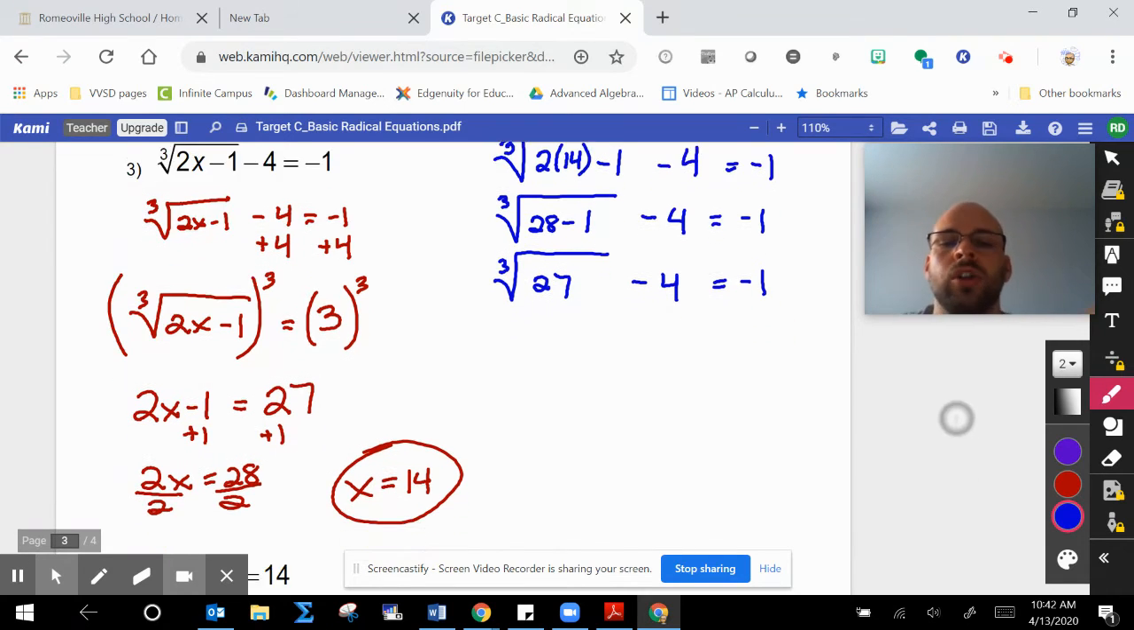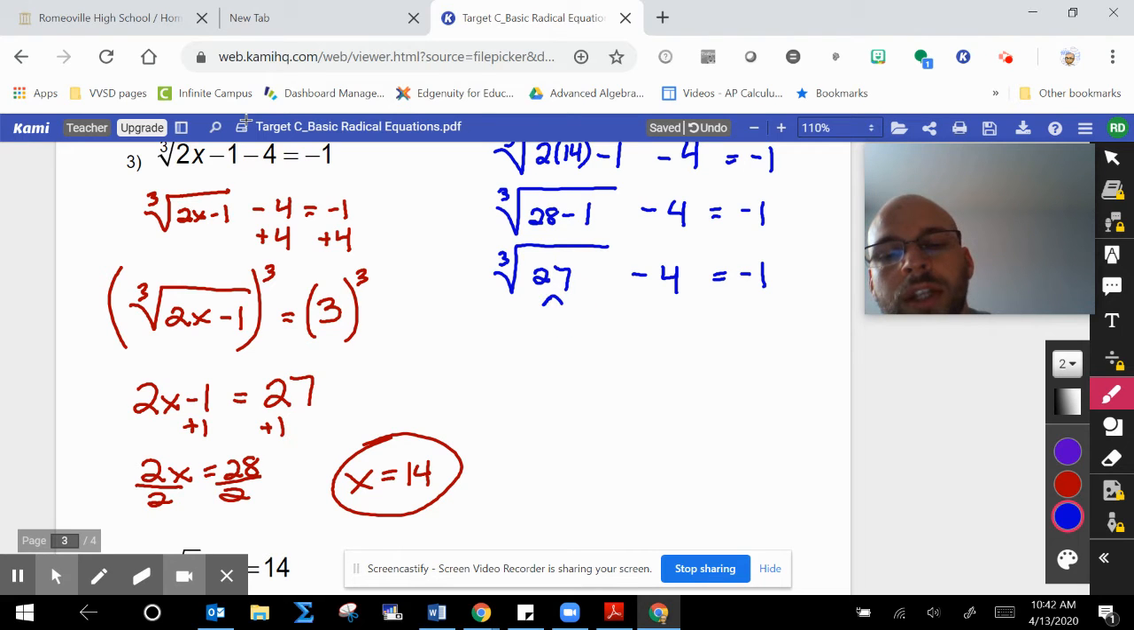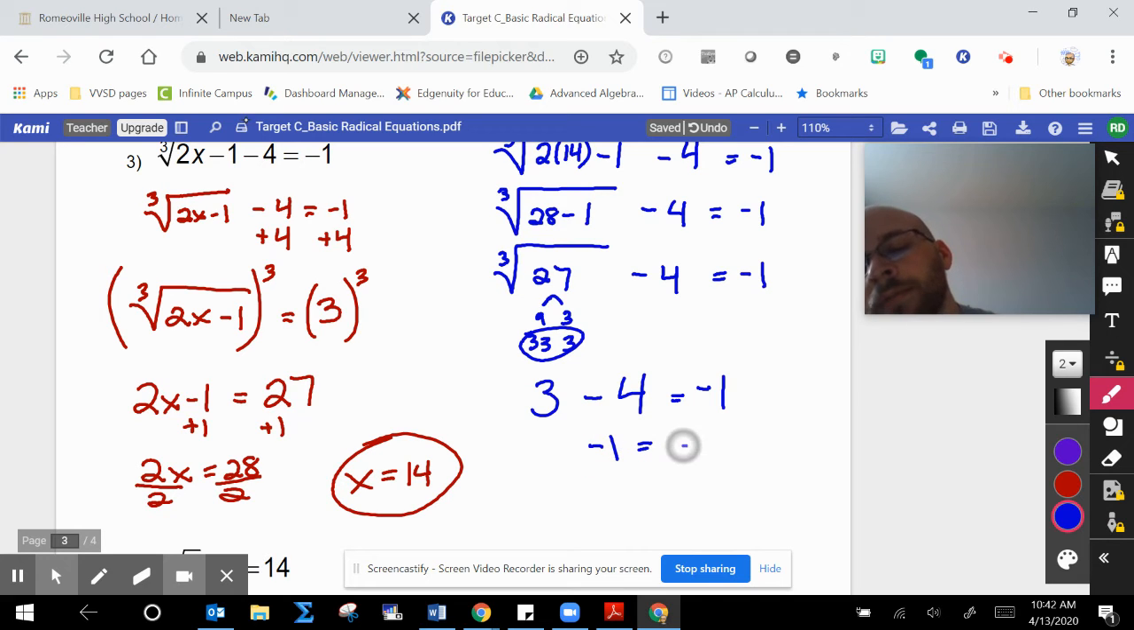Now I need to figure out what this cube root is equal to. If you do this, this is 9 times 3, or 3 times 3 times 3, right? So I have a group. So this radical, the cube root of 27, is just 3. Minus 4 equals negative 1. And 3 minus 4 is negative 1. So look at that. It works. Okay, so we can always check our answer.